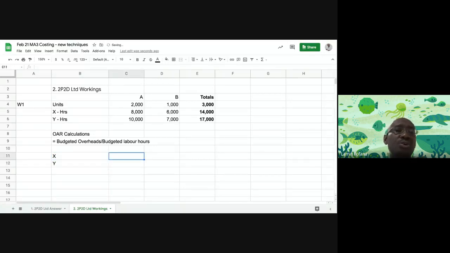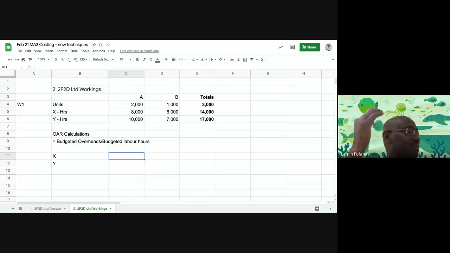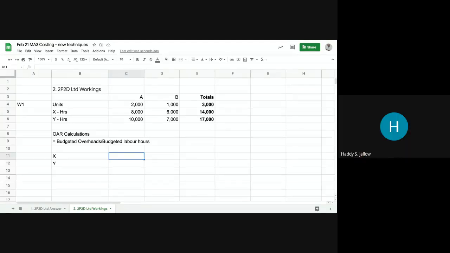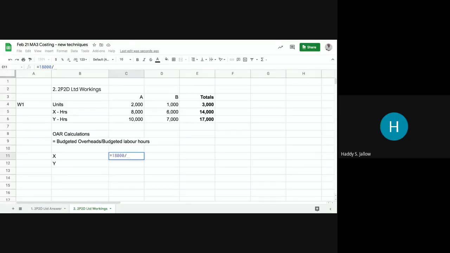Right. So Department X, Department Y, what are their overheads? What's the overhead for Department X? Department X is 18,000. Okay, and Department Y is? 6,500. Okay, so we can calculate. We say equals 18,000 divided by our total labor hours for Department X.